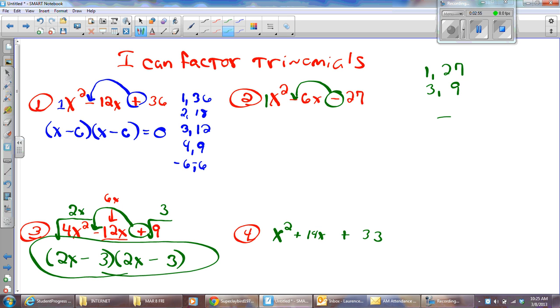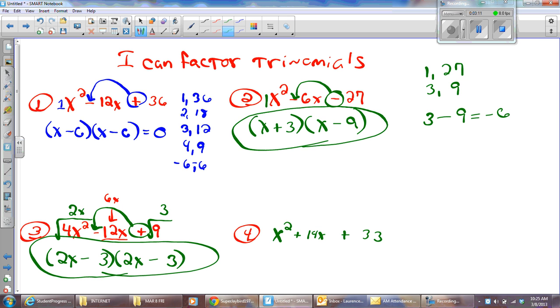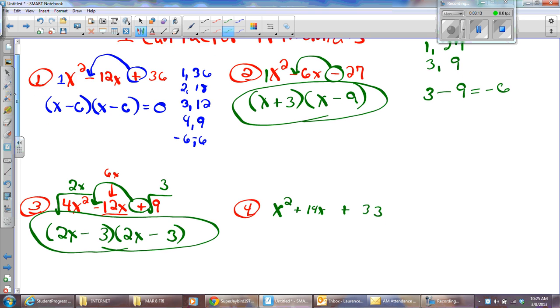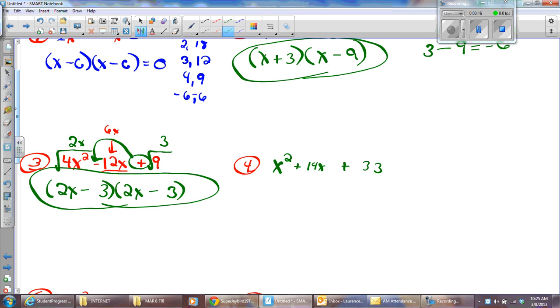Look to the middle sign. The middle one's got to be negative. So I'm going to have 3 minus 9, negative 6. So this is how this factors. Quantity of x plus 3 and the quantity of x minus 9. And there you go.